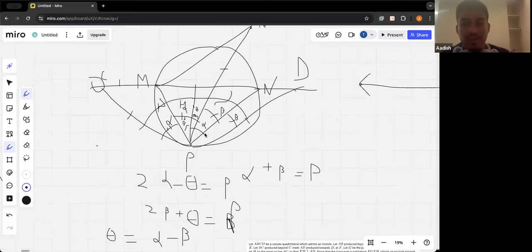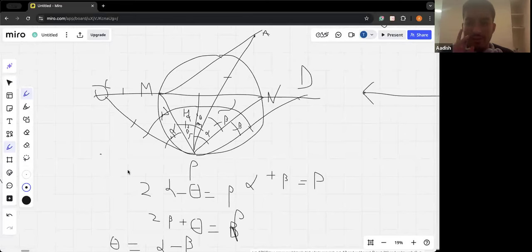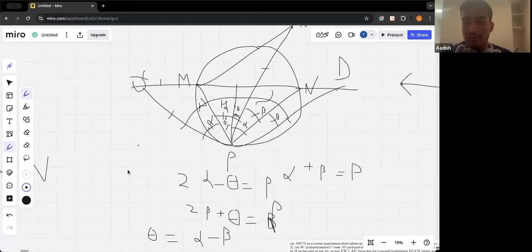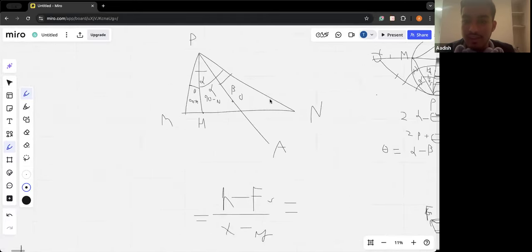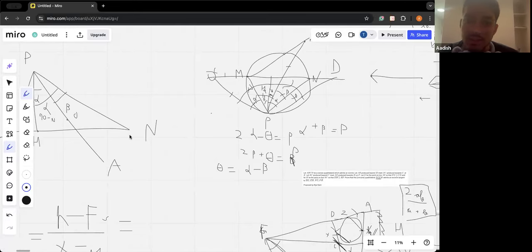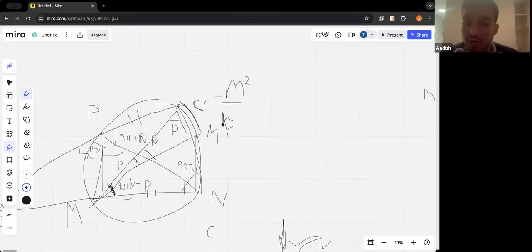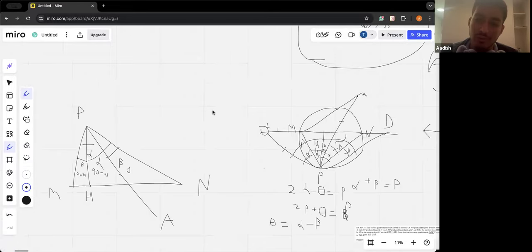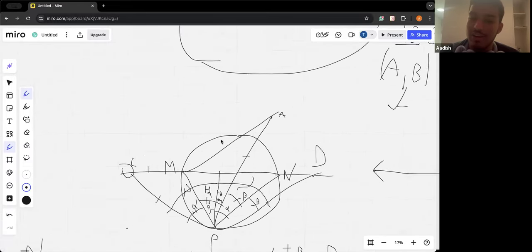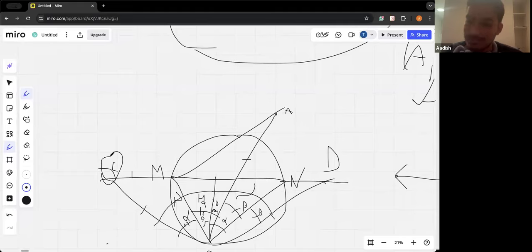Anyway, till this point, when I was in contest, I wasn't actually thinking of complex bash. So I had done this angle chase. I had found OP is the diameter. Then I noticed, oh, nice things, these chords are equal. Then I realized, oh wait, that means I can compute C. And at this point, it was over. I had given up on synthetic already, as soon as I realized I can compute C.